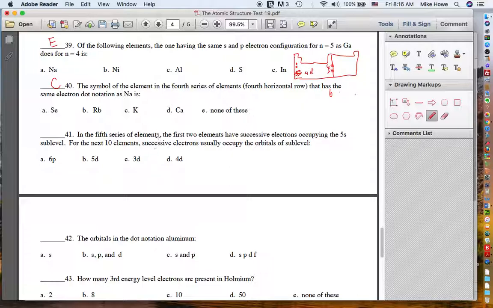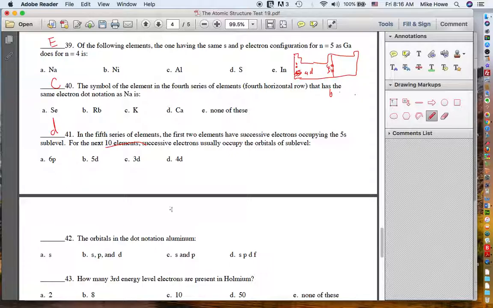So the next 10 elements, key word here was 10 elements, because that tells you that's probably the D sublevel block, since the D sublevel holds 10 electrons. So 5s is followed by 4d, and that would be D, choice D.